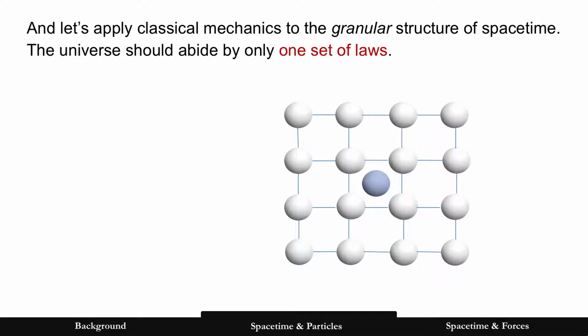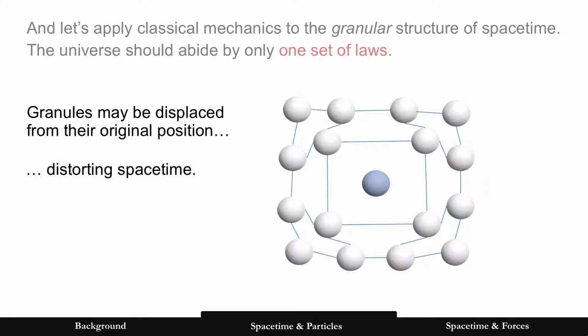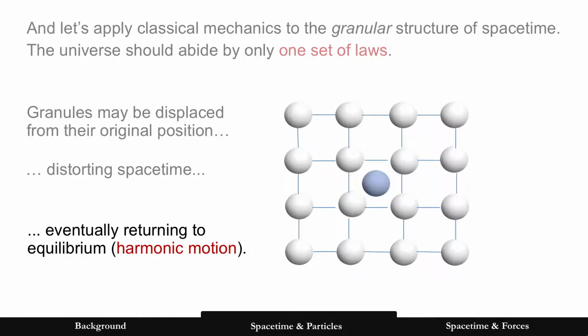Now let's take it a step further. Let's apply classical mechanics to the granular structure of space-time. This is incredibly small stuff, so yes, this would be in the quantum realm. And we're going to use classical mechanics because really the universe should abide by one set of laws. So let's assume that granules may be displaced from their original position. Granules is the term being referred to something at that Planck level. And it distorts space-time, similar to what Einstein described, but eventually returns to equilibrium, i.e.